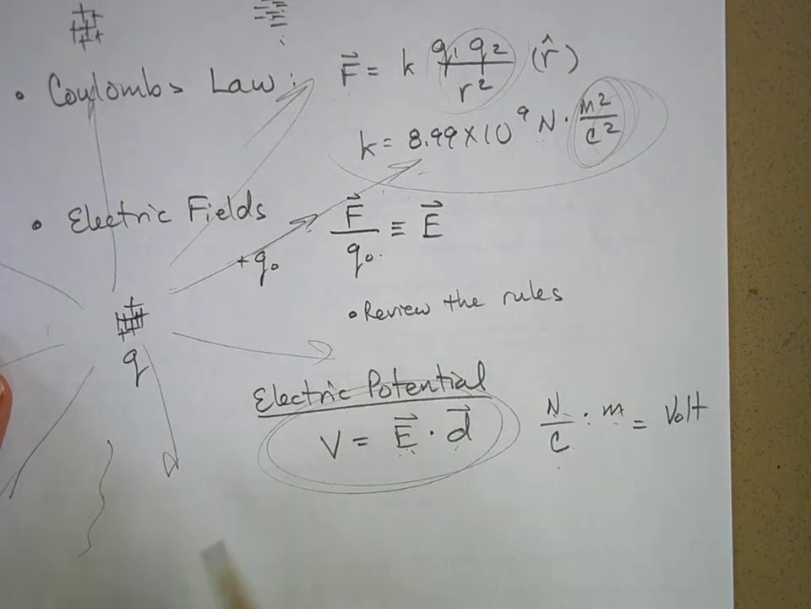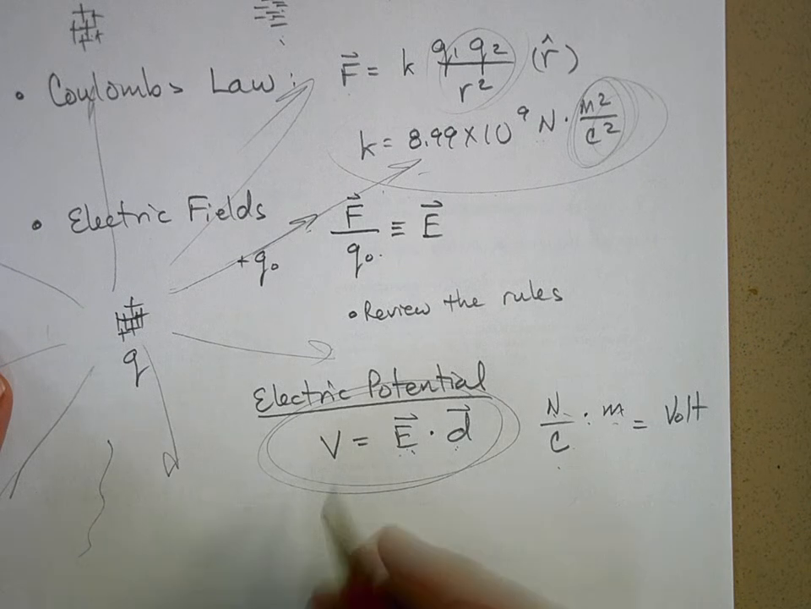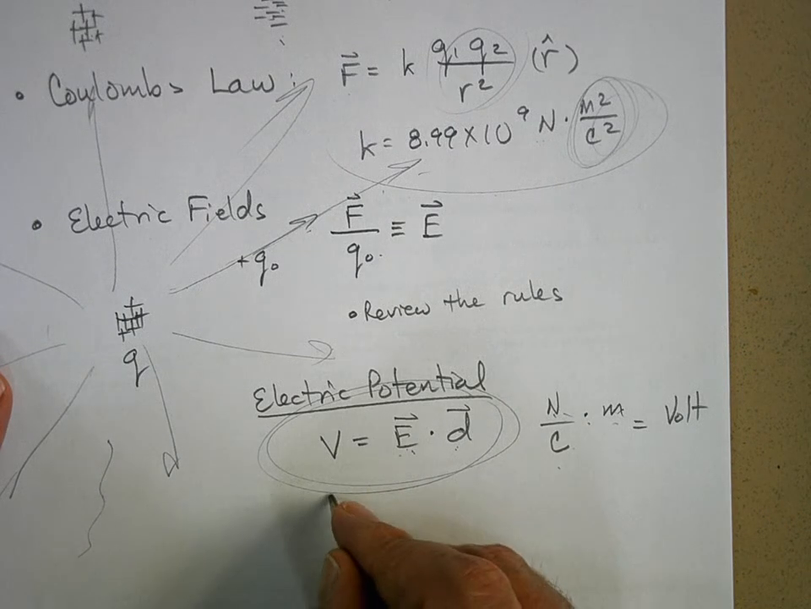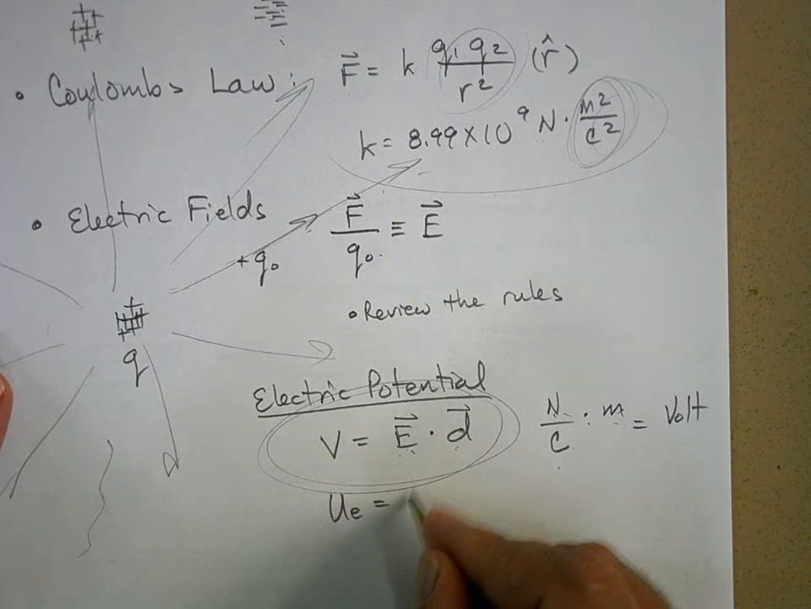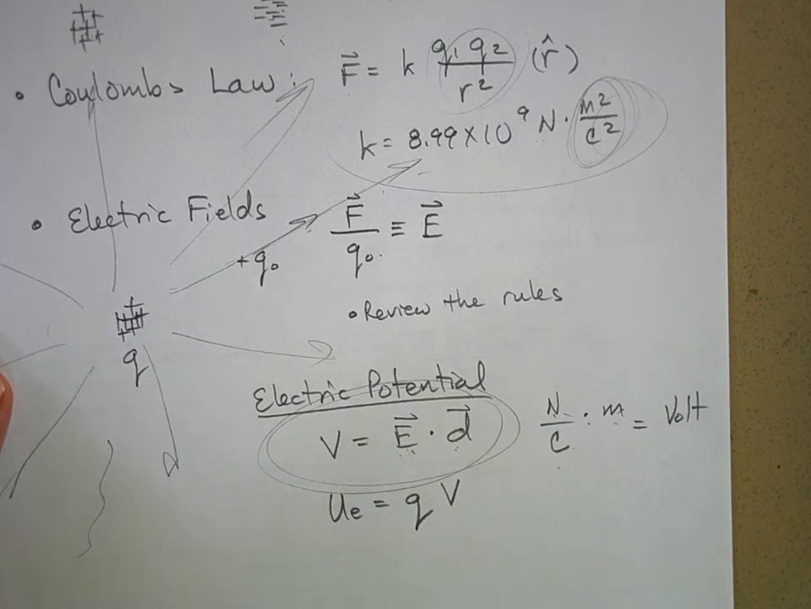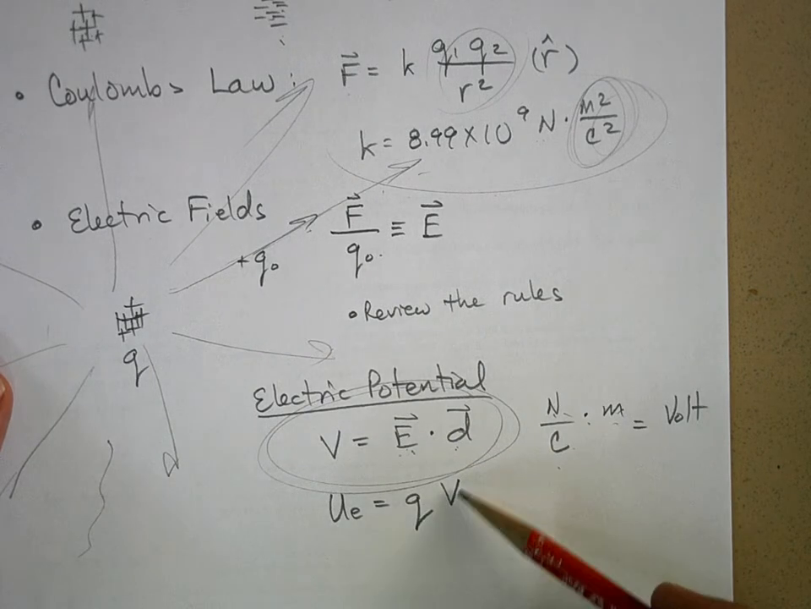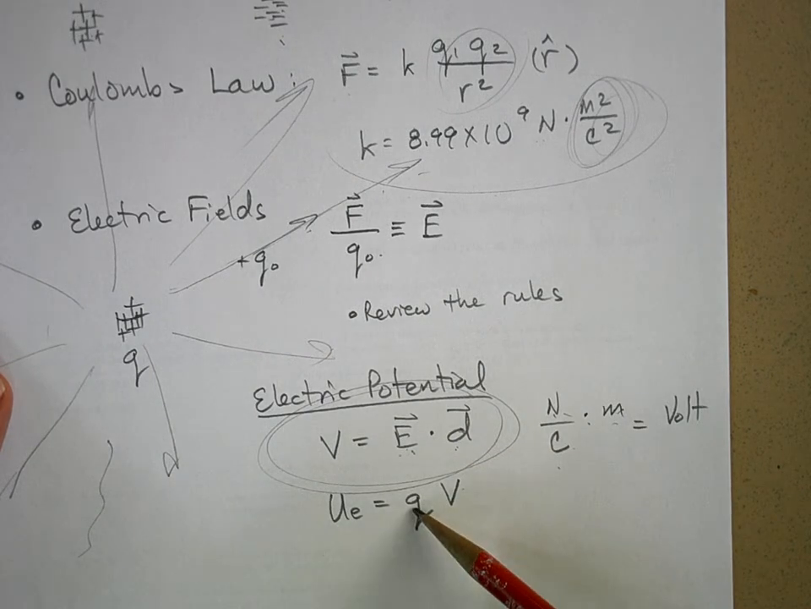Now, the electric potential energy, which I'll call U sub E, is just charge times electric potential. This is joules per coulomb times coulombs. You'll get how much energy is stored there.